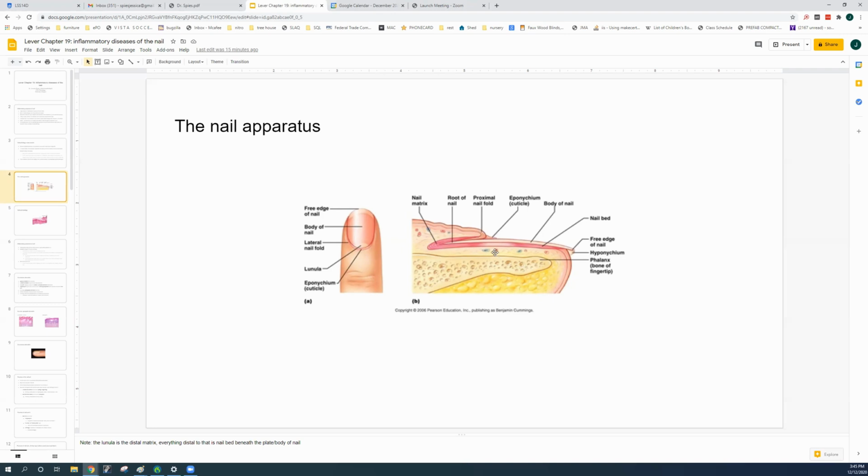And then of course, underneath the nail bed will be the onychodermis, and then underneath that, of course, the soft tissues and the phalanx, or the bone of the fingertip.